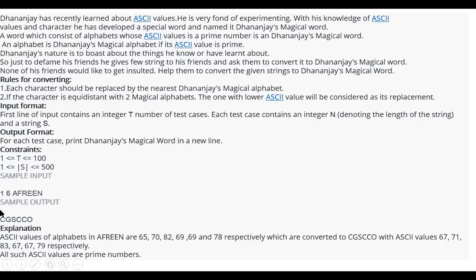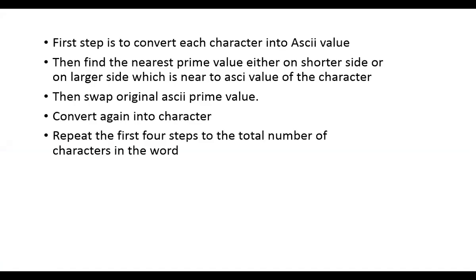So I hope you are all clear with the problem. So let us understand the problem in another way. Here are the steps given to move towards the solution. How we can move towards the solution. So the first step is to convert each character into its ASCII value. Definitely we will be taking the word as the input, and from that word we'll be getting each and every character's ASCII value.